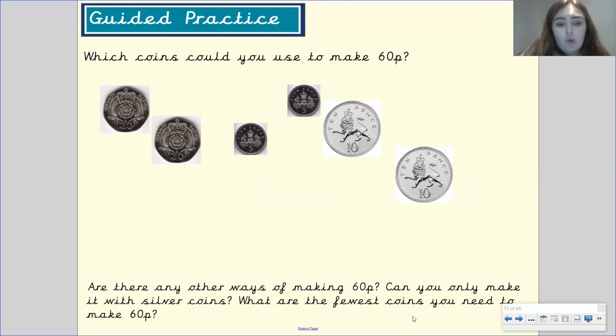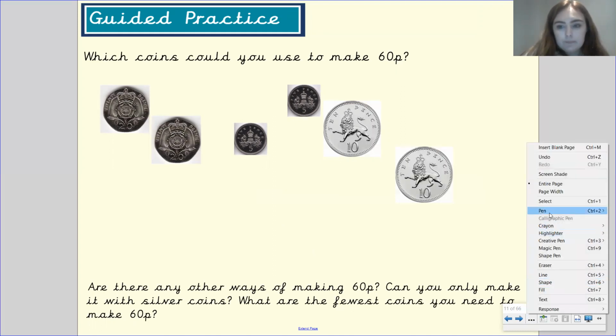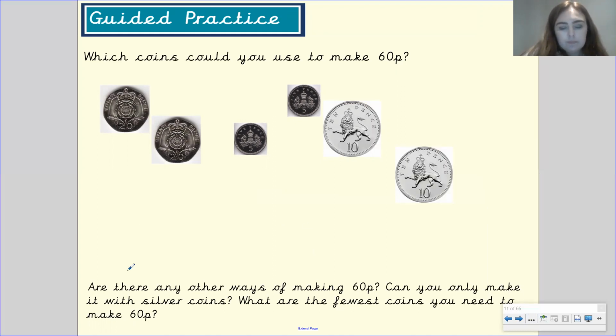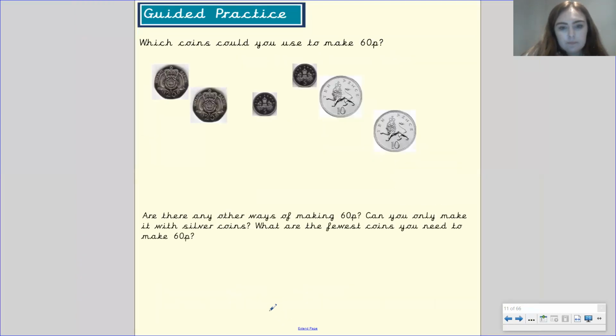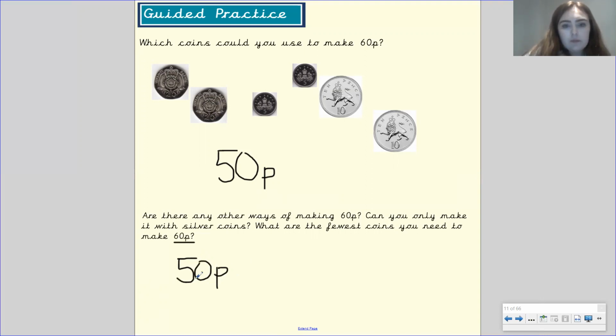So what are the fewest coins you need to make 60 pence? Look at what we have here. And if there are any other pence that you can think of that would make 60 pence, pause the video to have a think. So don't forget that we also have a 50 pence coin as well. So if you had a 50 pence coin, what else would you need to add to 50 pence to get to 60 pence? Pause the video and have a think.